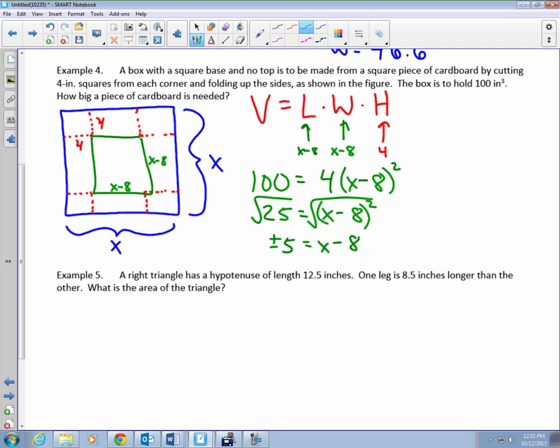Now what? What do I do to both sides? Add 8. So if you add 8, you get 8 plus 5 and 8 minus 5. What's 8 plus 5? 13. And 8 minus 5? Which one's right? Or are they both right?